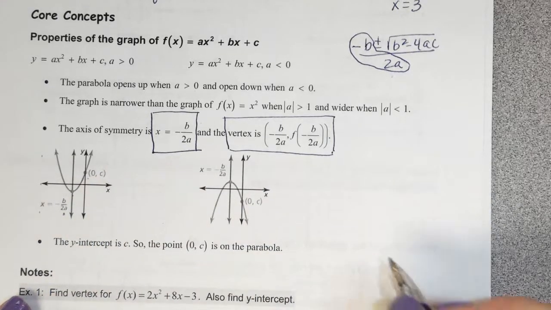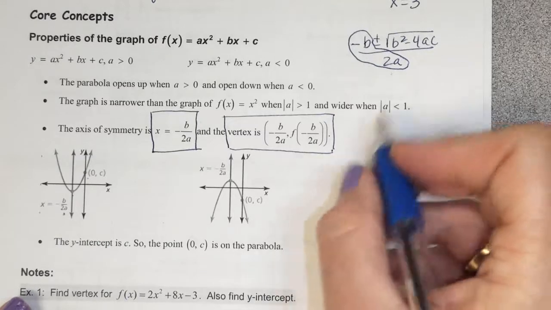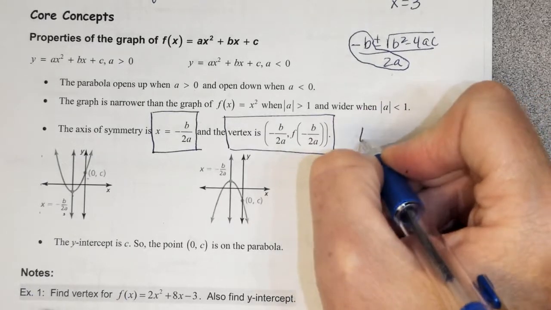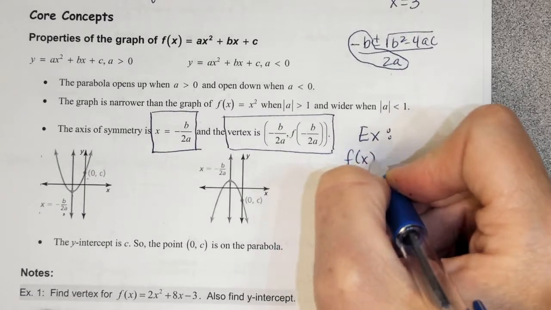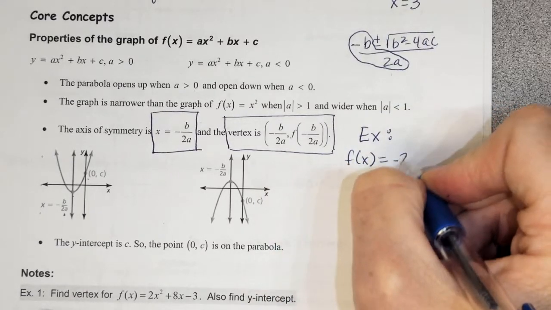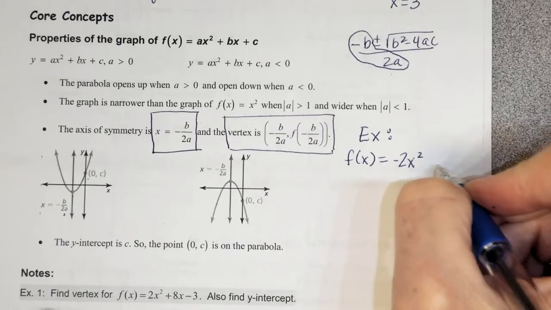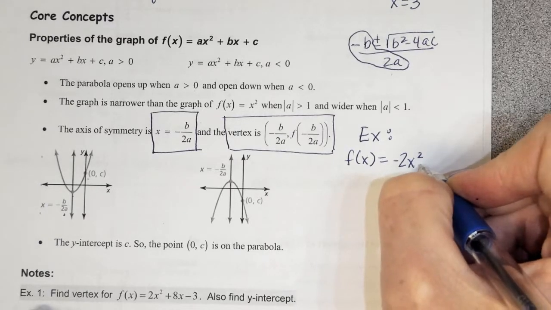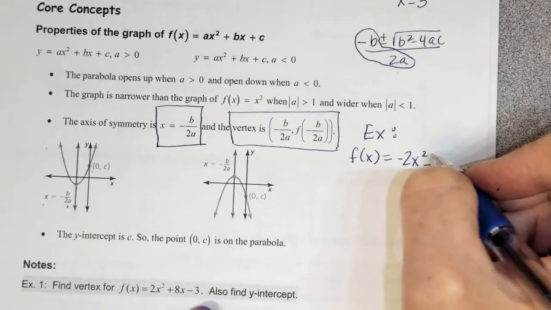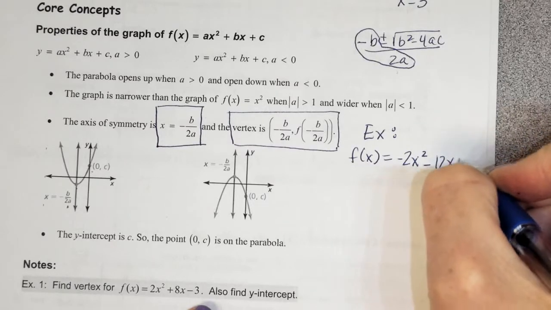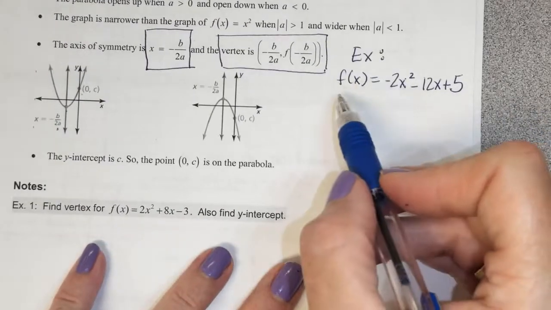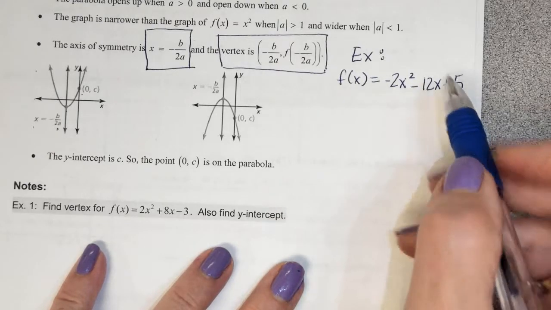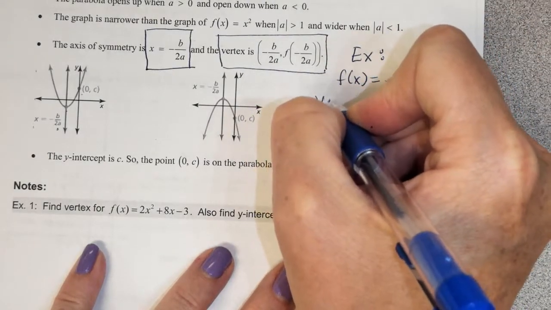All right, I'm going to do an example with you, and then I'm going to have you guys do one on your own. So let's do this example over here. Let's say our function is f of x equals negative 2x squared minus 12x plus 5. So this is our parabola. We're going to find the vertex.